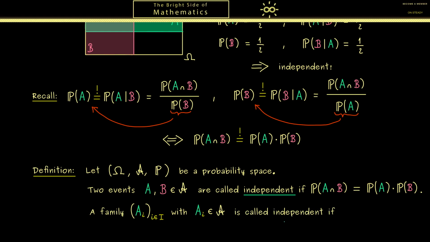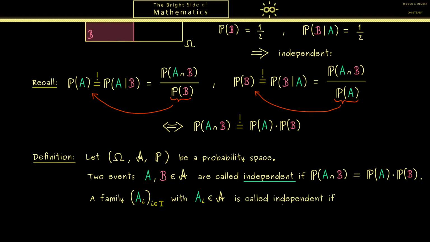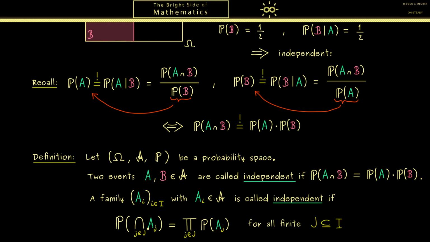And then also here, the whole family is called independent if it sends the intersection to a product. More concretely, we have P of this big intersection is equal to the product of the single probabilities. And this should hold no matter which finite subset of the index set I we choose. In other words, in this formula here, only finitely many sets A_j go in. However, you also see we need to check all possibilities here. Maybe the only thing you can ignore would be the empty set.